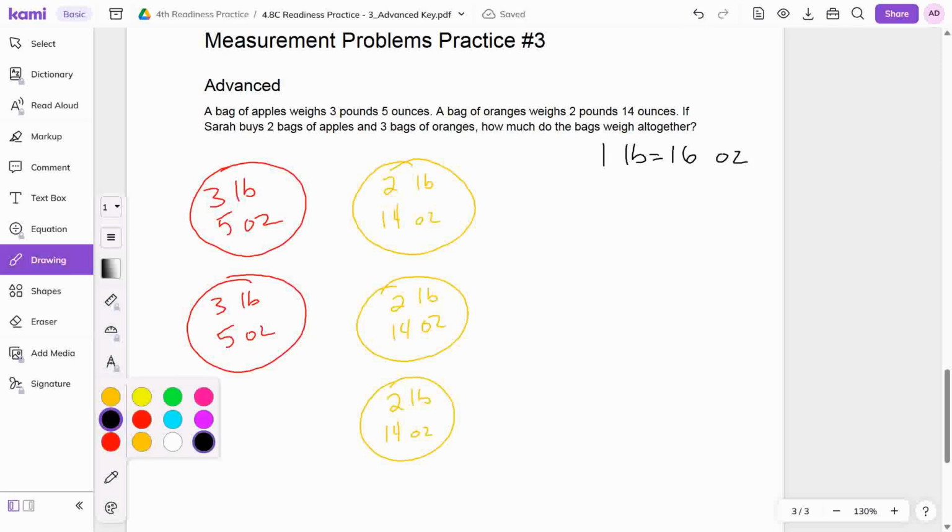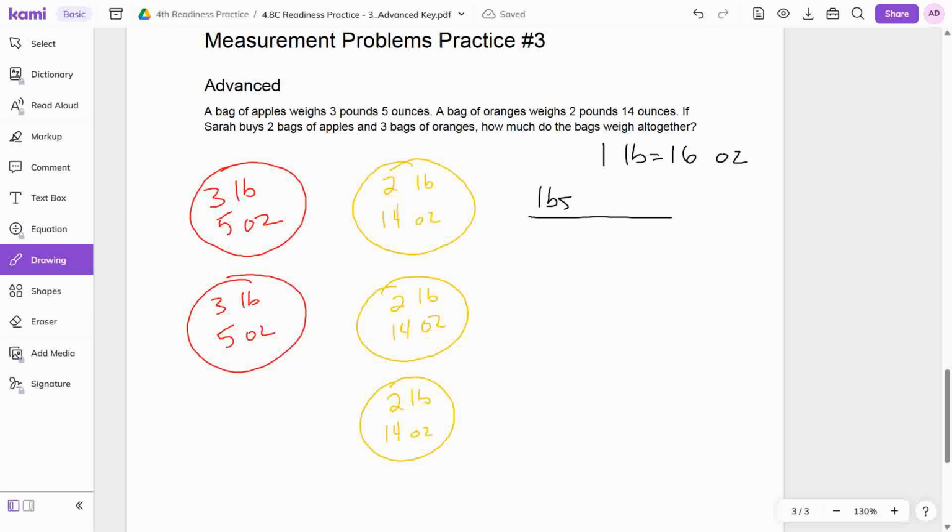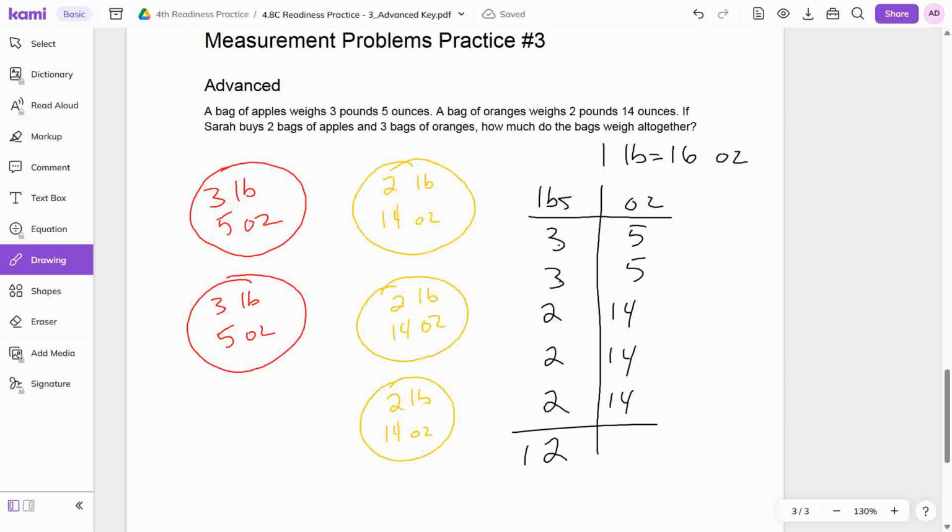So let's just add our pounds first. Okay, so pounds and then ounces. So 3, 5, 3, 5, 2, 14, 2, 14, 2, 14. So 3, 6, and then another 6, right, gets me 12 pounds. Then if I'm adding in my ounces, I've got 5, 10, and that's 12, and that's 1, 2, 3, 4. 12 pounds, 42 ounces, which is technically correct, but we're not going to say 42 ounces.